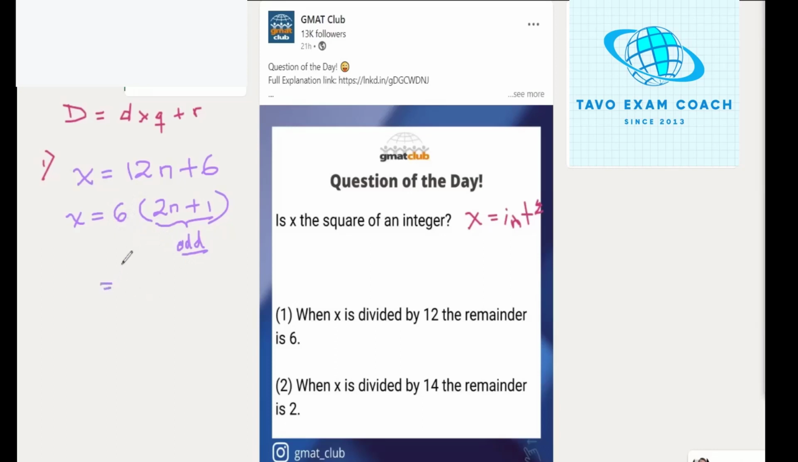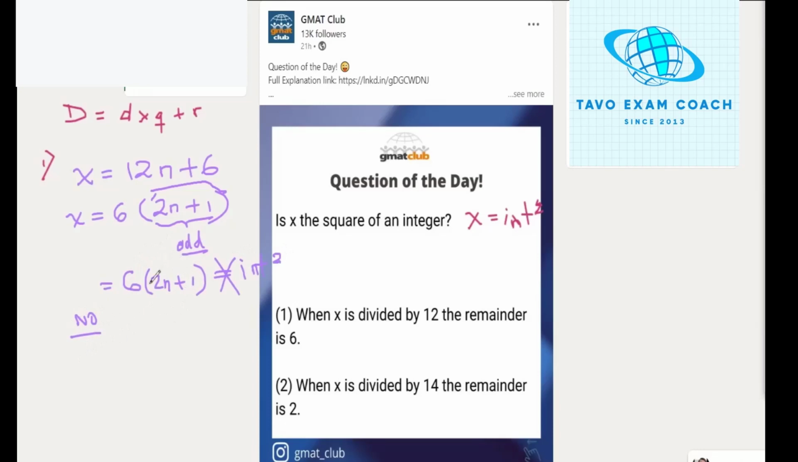We would need something like this number here being 6 multiplied by some other square, but an odd number will never contain 6 as a factor. So it is impossible that this expression may be the square of an integer. Statement 1 alone is sufficient to respond in the negative.